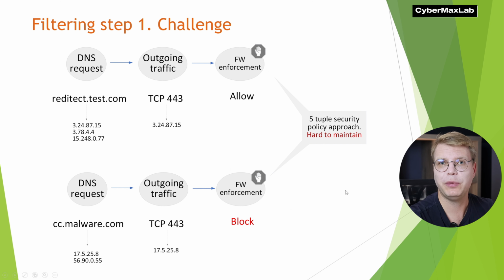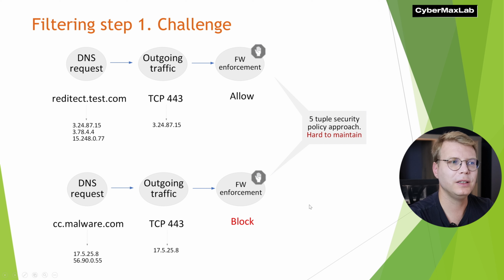And now we are going to our step 3, which is filtering. And this is our challenge. Usually this is how it works, right? Your client, your IoT device, does a DNS request to something like redirecttest.com. It gets a response for the addresses it is associated with. And then it generates outgoing traffic, so basically one of these addresses. And then the traffic is going through our firewall, through our SRX, where we do enforcement. Okay, we do allow. And for something like ccmalware.com, we block, right?